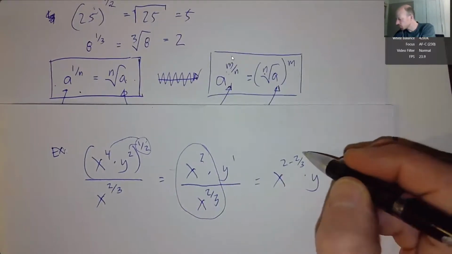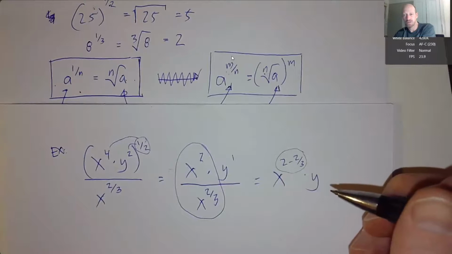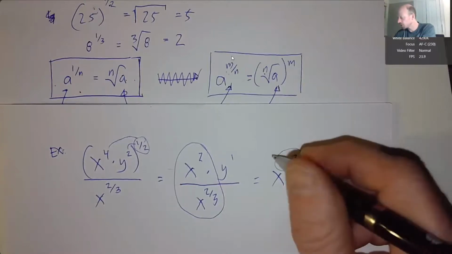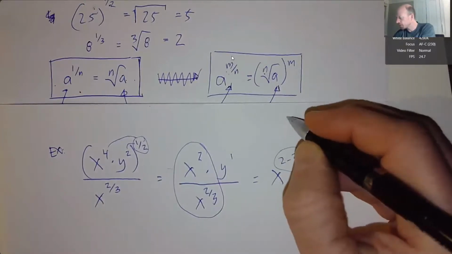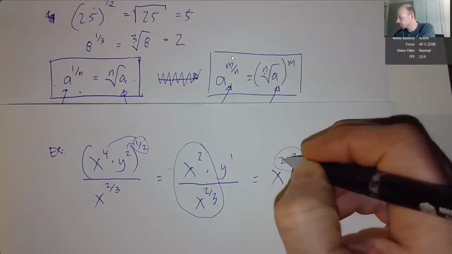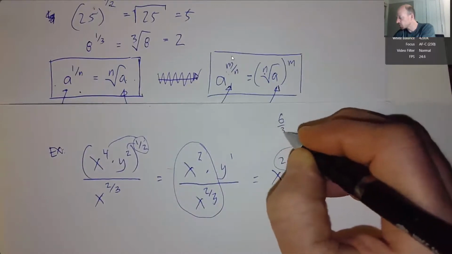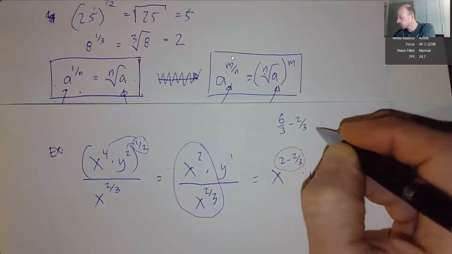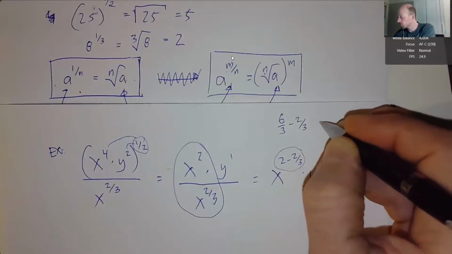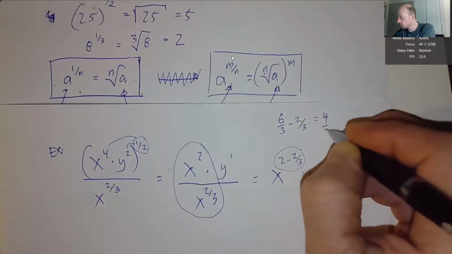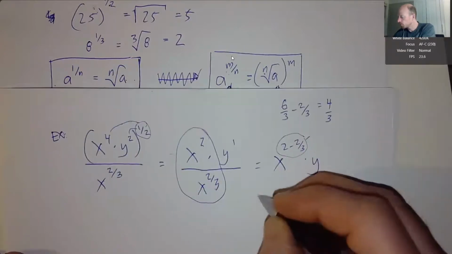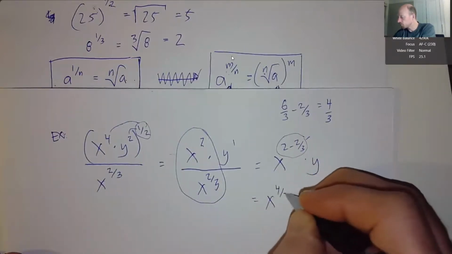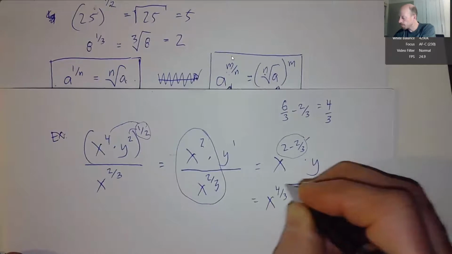And so this is where we just have to do a little extra work because it's a fraction, right? So in order to do that, I want to remember that I can rewrite 2 as 6/3, and 6/3 minus 2/3 is 4/3. So that gives me x to the 4/3 times y.